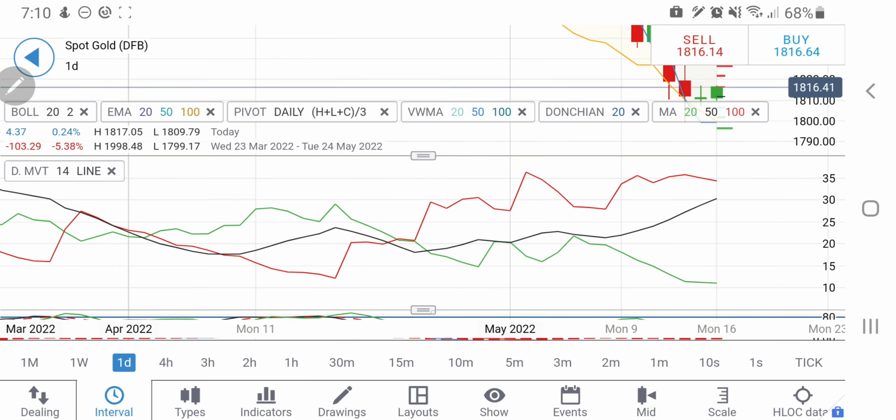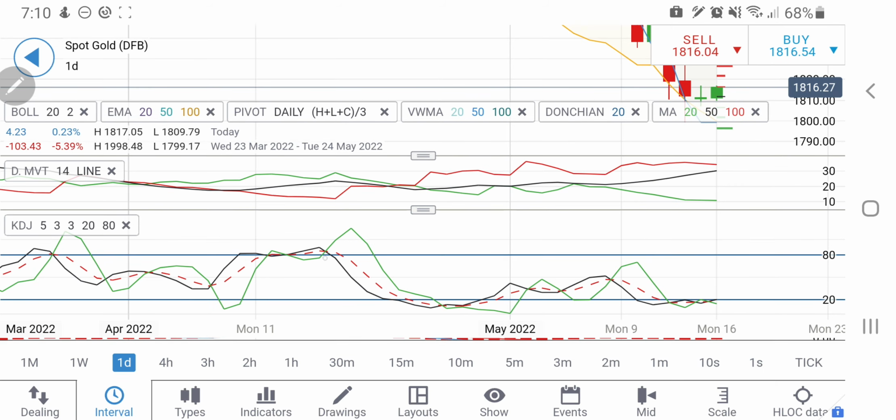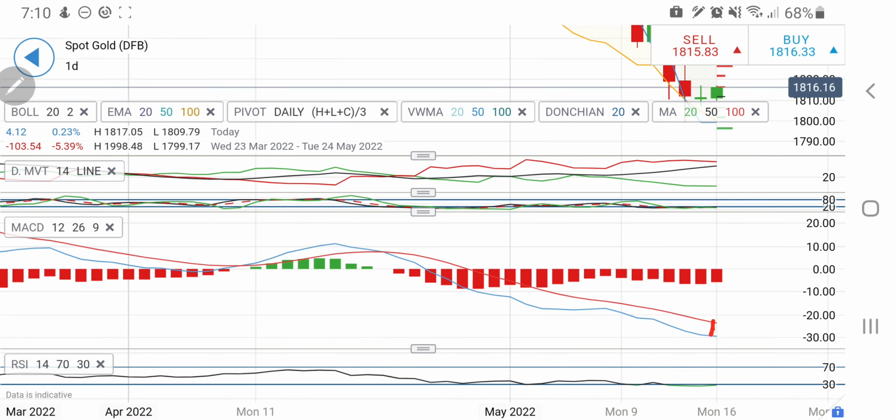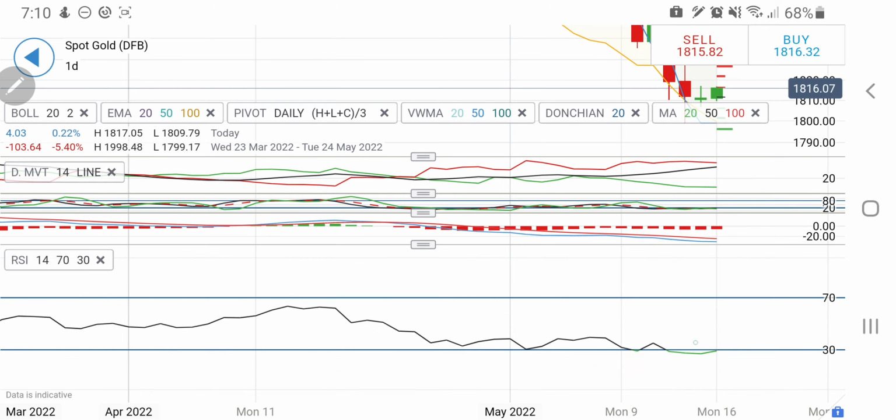And directional movement is still bullish. See the daily stochastic, this is trading oversold right now. MACD is trying to converge from here. RSI is oversold here, so a bounce back can be expected in gold here.